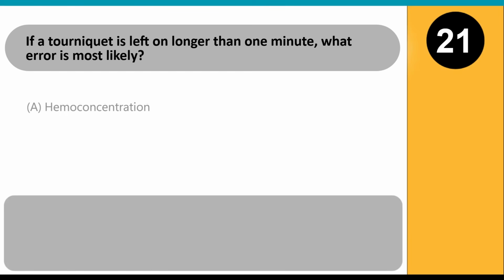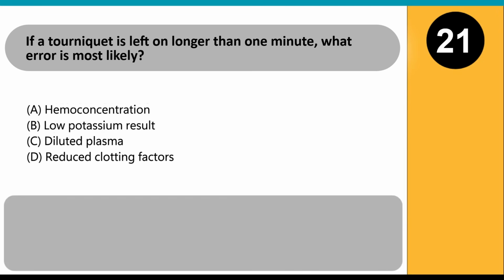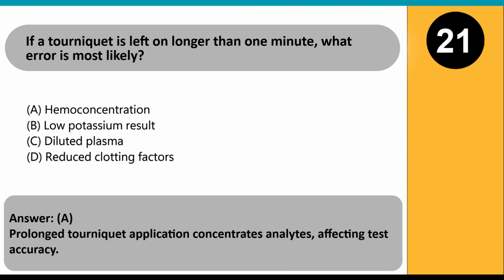If a tourniquet is left on longer than 1 minute, what error is most likely? A. Hemoconcentration. B. Low potassium result. C. Diluted plasma. D. Reduced clotting factors. Answer: A. Prolonged tourniquet application concentrates analytes, affecting test accuracy.